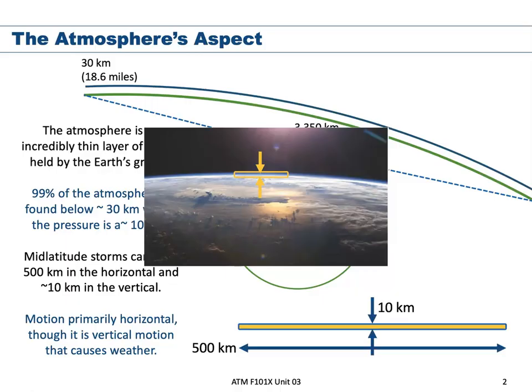While atmospheric motion is primarily horizontal, vertical motion is required to create the weather, and we will explore this much more this semester. Mid-latitude storms extend further horizontally, about 500 kilometers, than they do vertically, 10 kilometers, with an aspect ratio of 50:1.